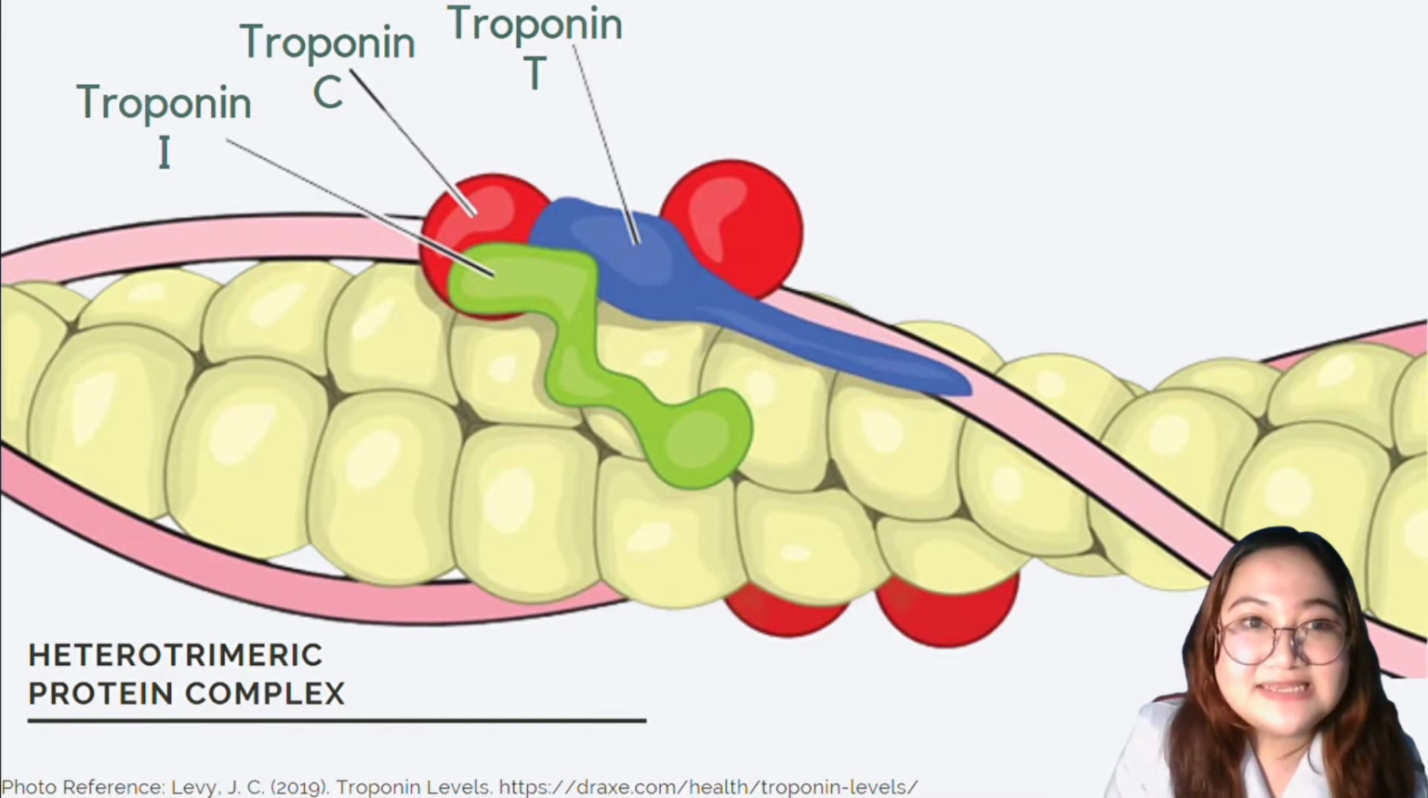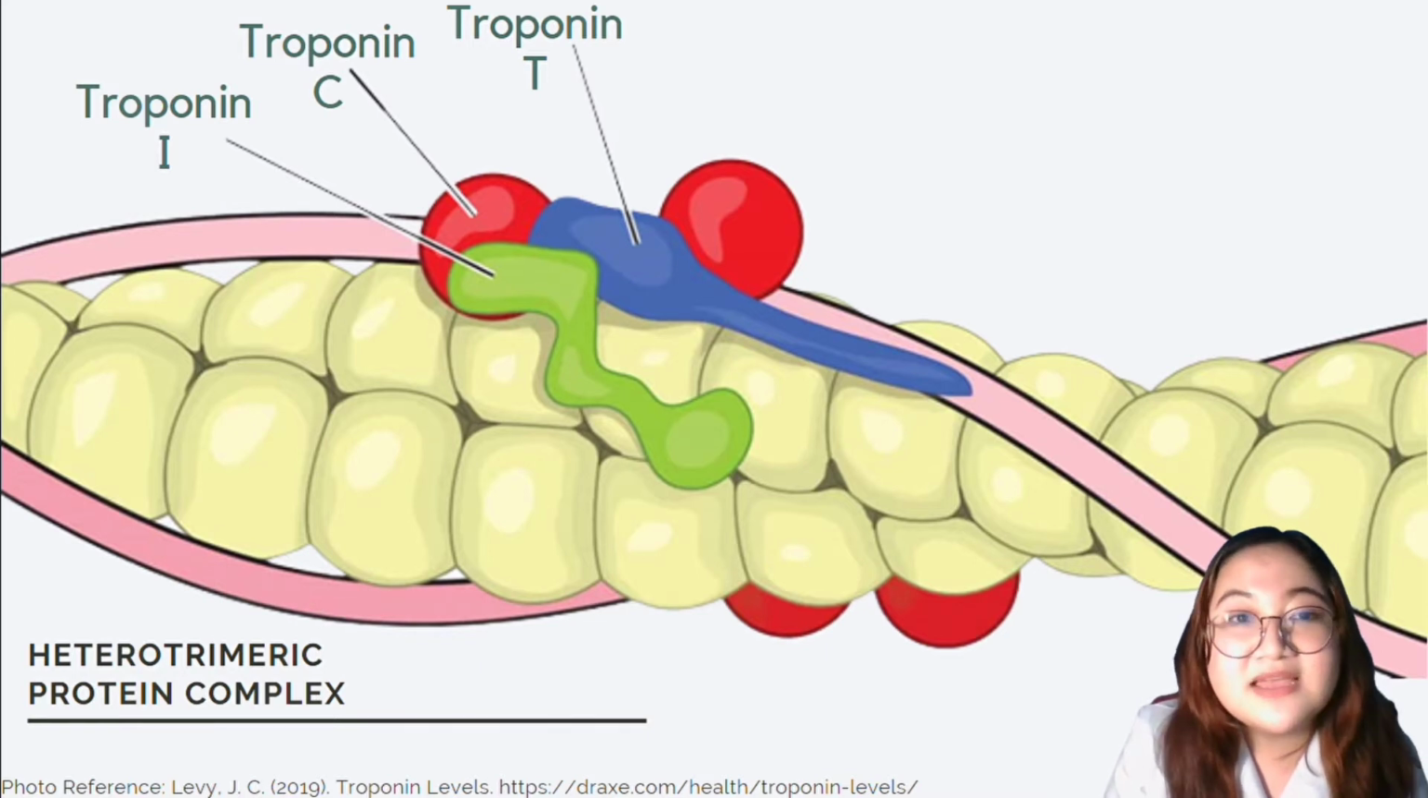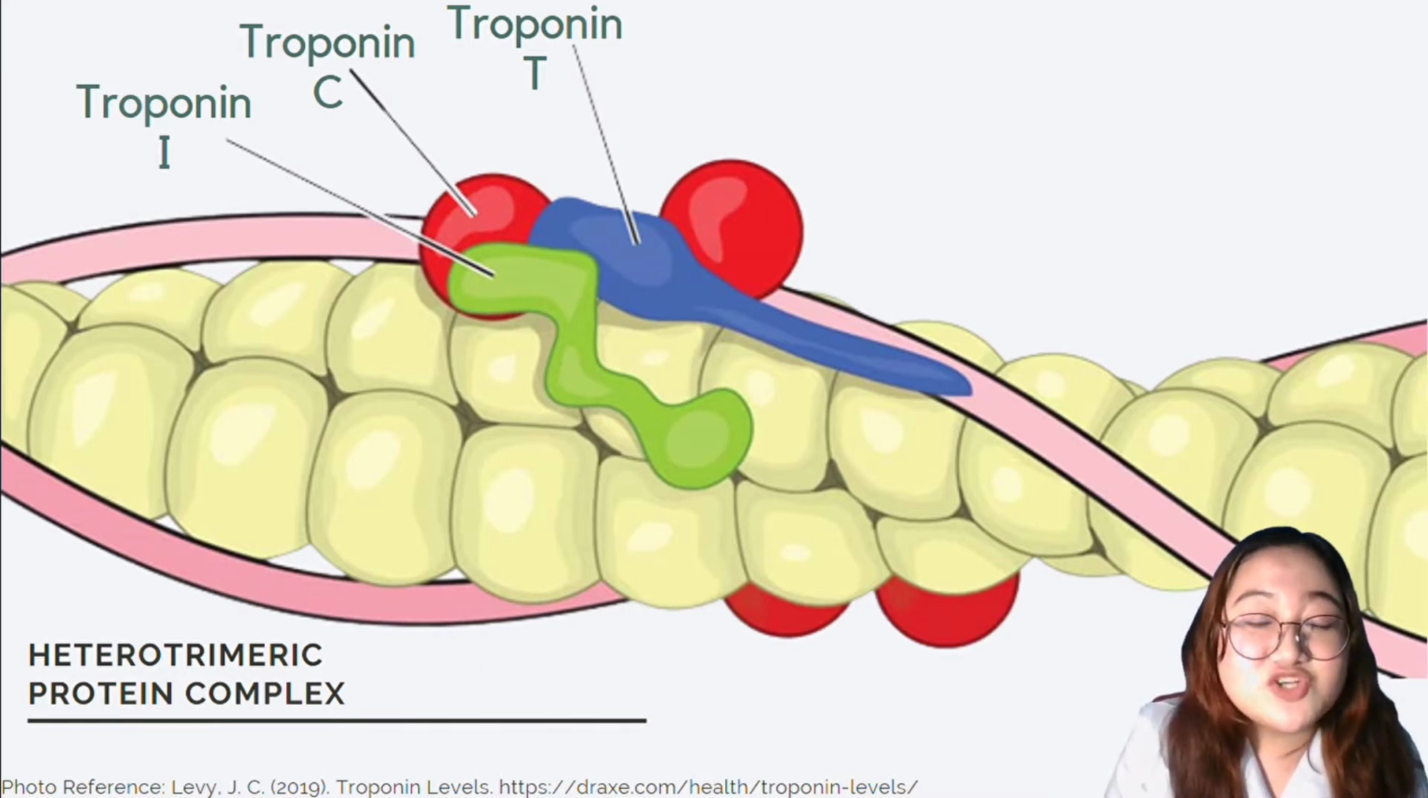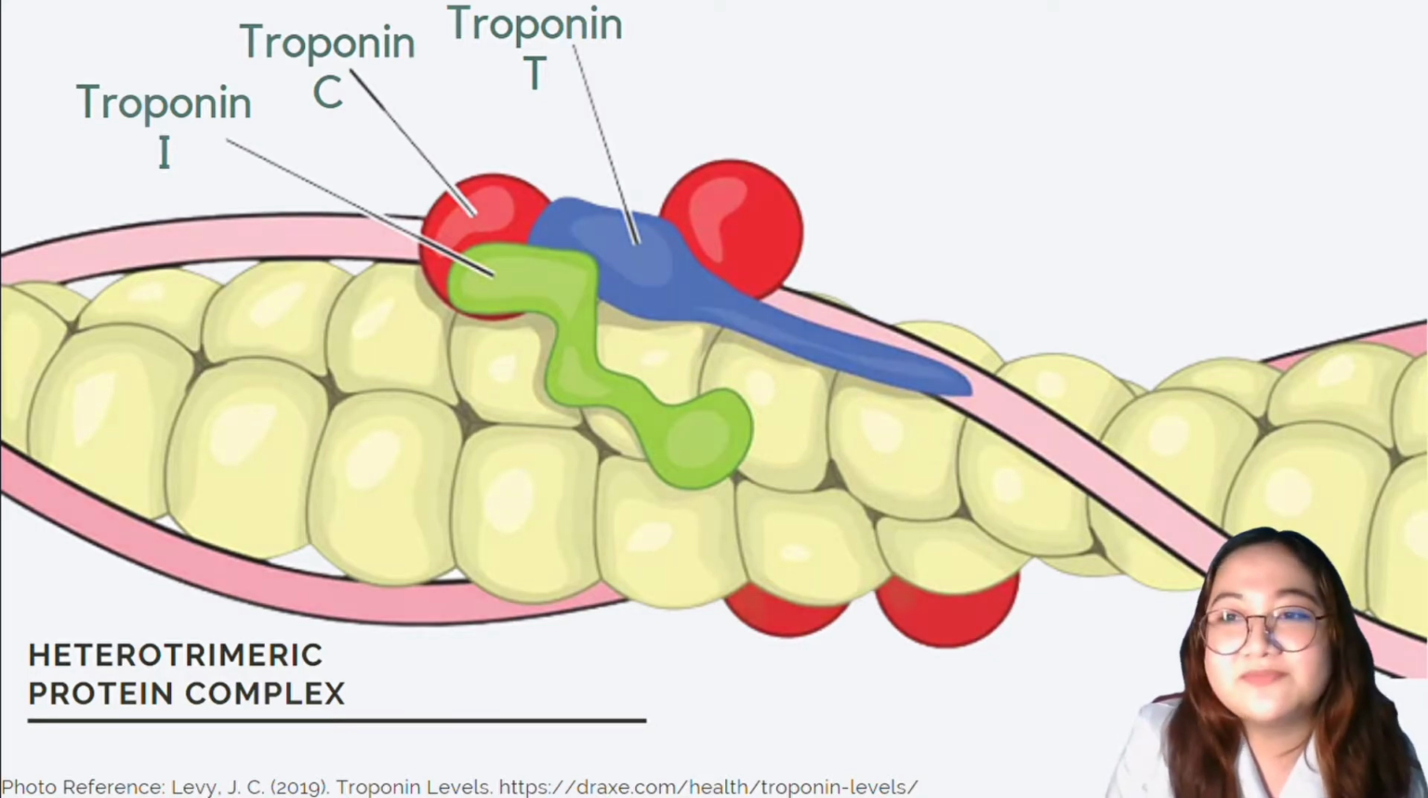Troponin T is the largest of the 3 subunits. It secures the troponin complex to the myofibrillar thin filaments via its interaction with tropomyosin. Next is troponin I, which is the inhibitory subunit that prevents actin-myosin interaction during muscle relaxation. Lastly is troponin C, which is the smallest subunit that binds calcium ions to initiate a muscle contraction.